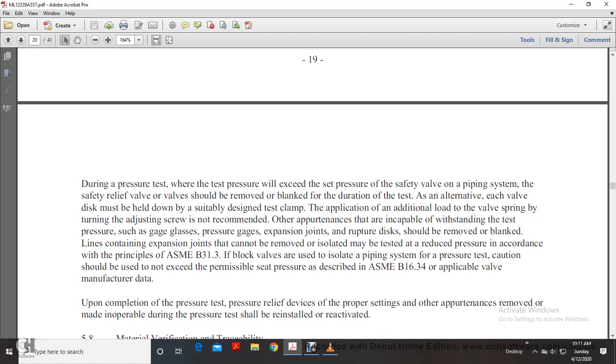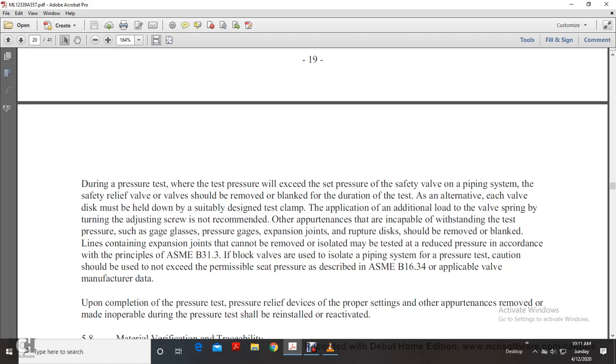It is not recommended to test with instruments incapable of withstanding test pressure, such as gauge glasses and pressure gauges. Expansion joints and rupture discs should be removed and blanked. Lines containing expansion joints that cannot be removed and isolated may be tested at reduced pressure in accordance with the principles of ASME B31.3.